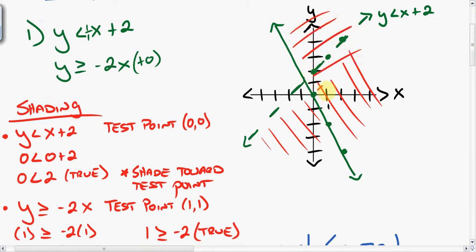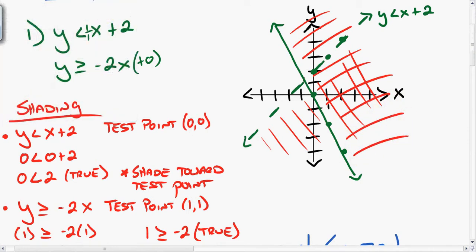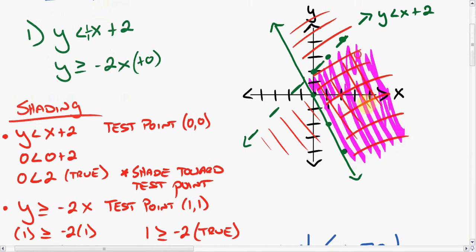And your solution is going to be where the two shading areas intersect. I can see I have an intersection point here. So that's my solution. I go in and make it a little bit darker, and this was my solution. Any point that I pick in here will produce a true value for both inequalities in my system.